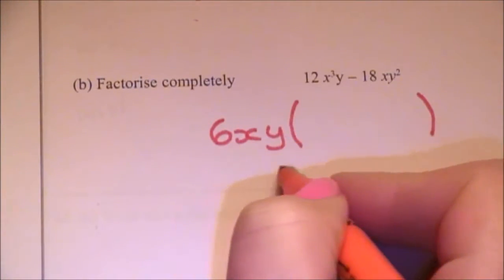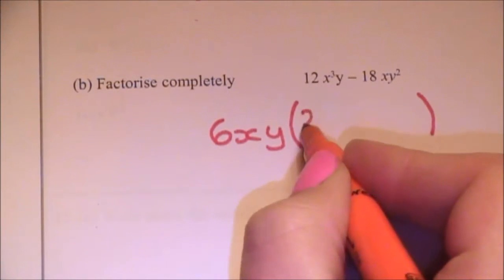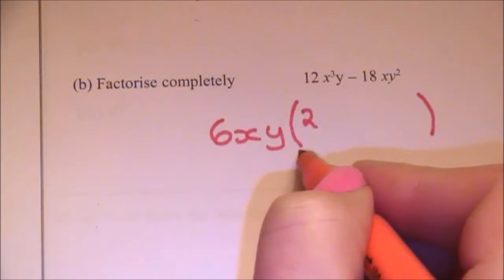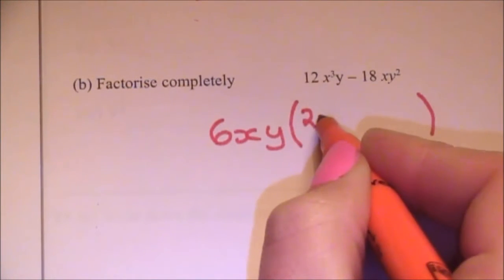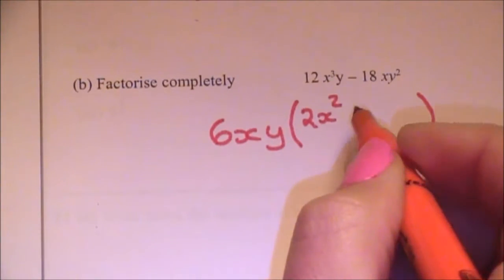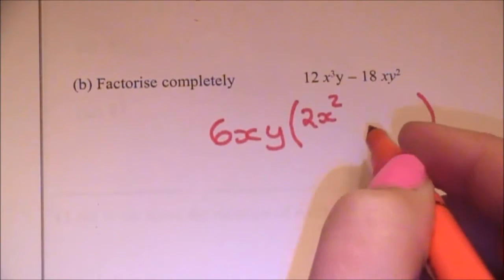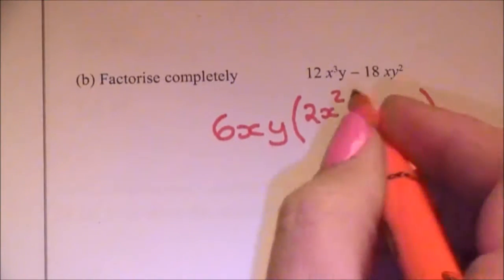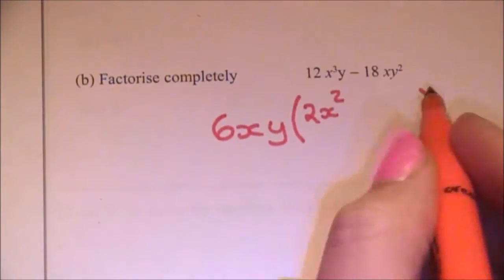6 times what is going to give me 12? Well, that's 2. X times what is going to give me x cubed? Well, that's x squared. And y times what is going to give me y? Well, it would be 1, and we don't put a 1 there, so it's 2x squared.